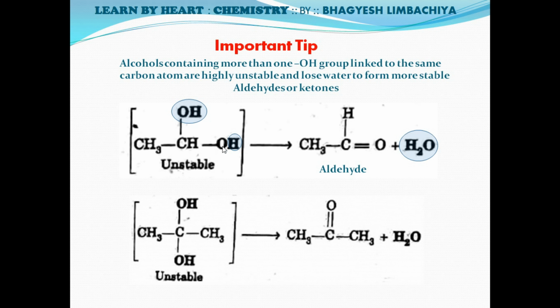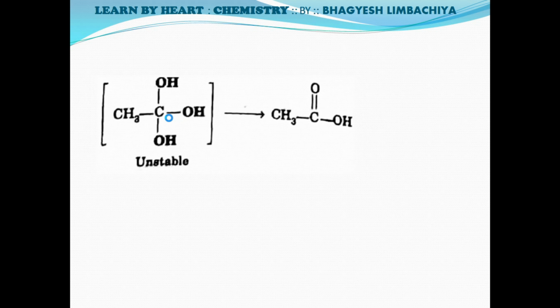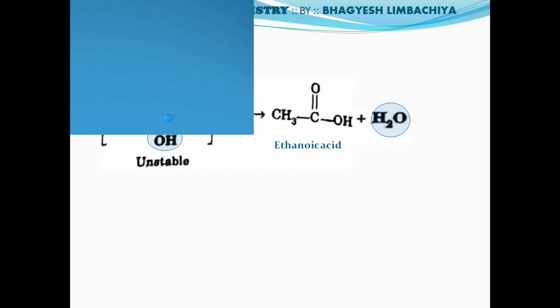Similarly, if we take propane 2,2-diol, this compound is also unstable, and to get stability OH is removed, and from another OH only hydrogen is removed, and we get this water molecule, and a double bond is created between them, so we get a ketone. Now consider this reaction. In this reaction OH is removed, H is removed, and we get a carboxylic acid. The name of the product is ethanoic acid.